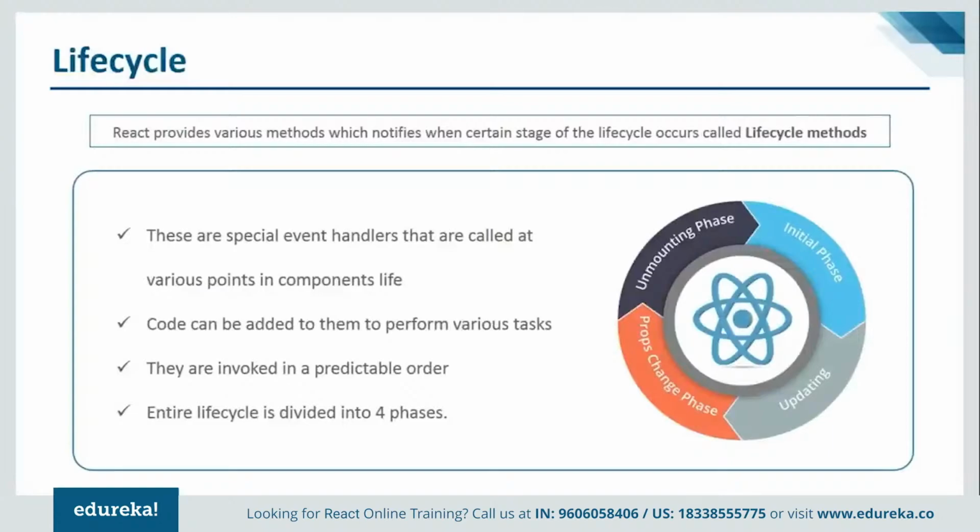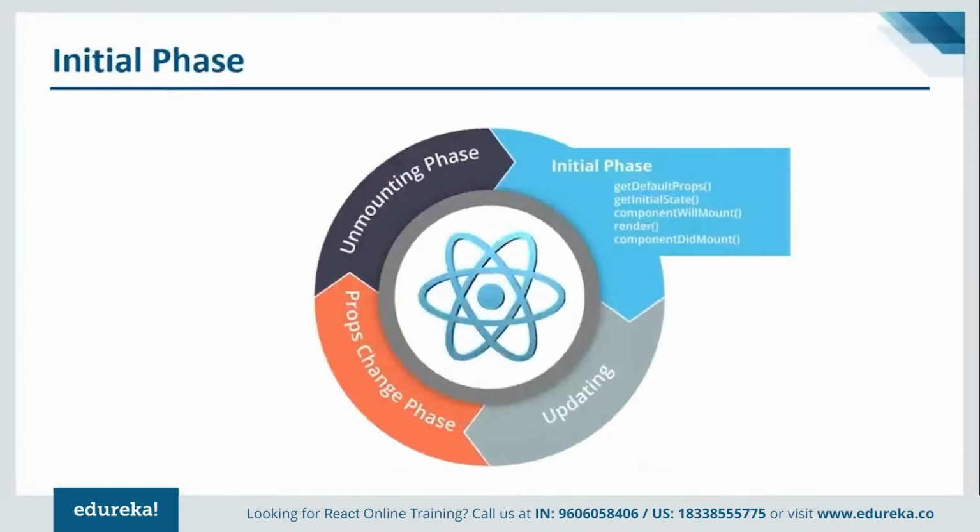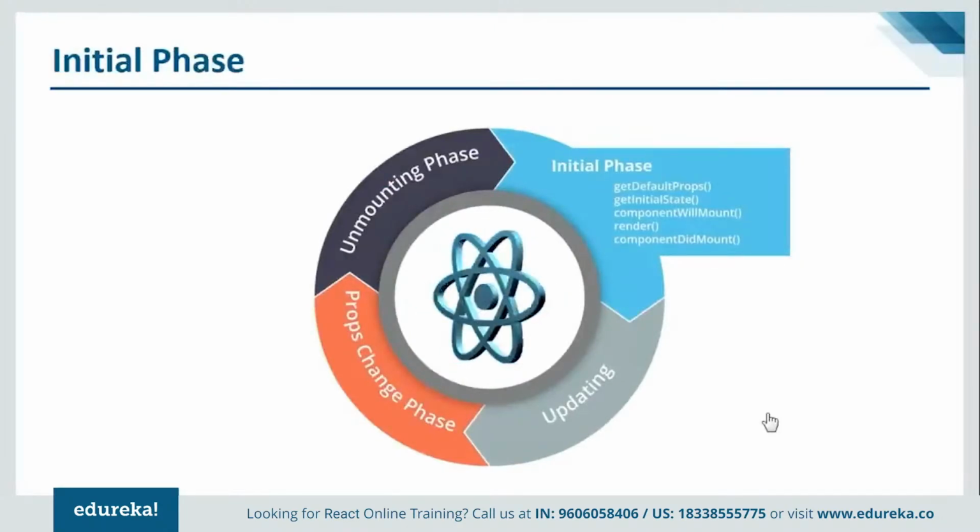When we are talking about the lifecycle, it is divided into 4 phases. They are the initial phase, the updating phase, the props change phase, and the last is the unmounting phase. Now each of these phases contains some lifecycle methods which are specific only to them. So let's find out what happens during each of these phases. The first phase in the component's lifecycle is the initial phase, or the initial rendering phase. This is the phase when the component is about to start its life and make its way towards the DOM.